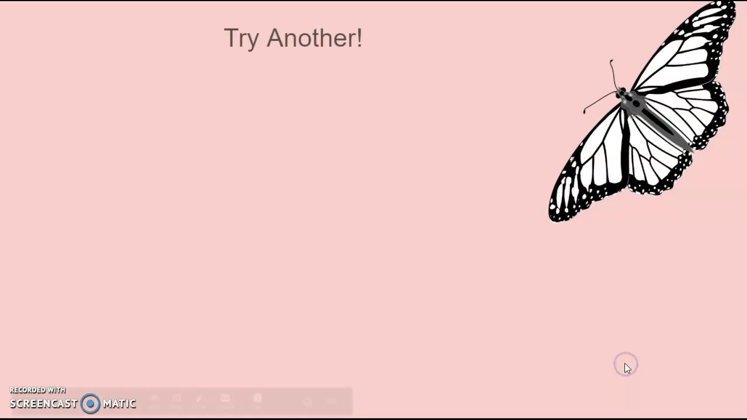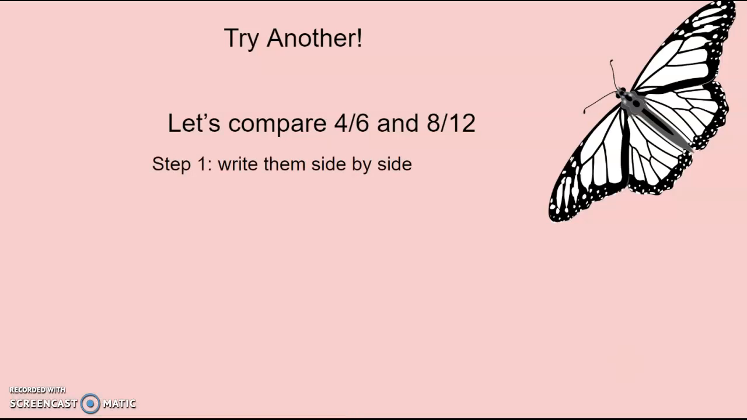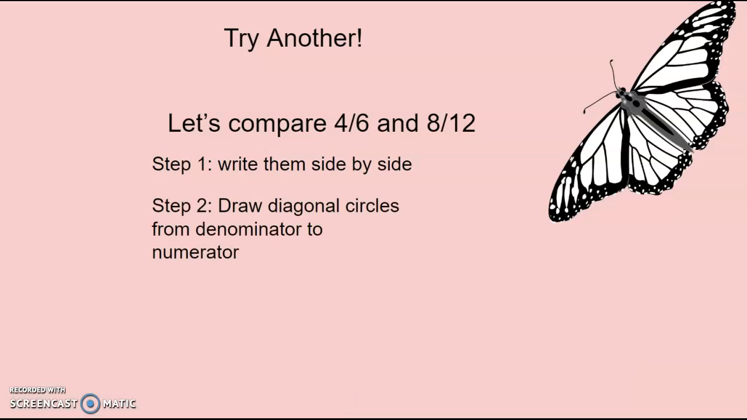All right, here it comes. Are you ready? Let's compare 4/6 and 8/12. First step, we're going to write them side by side. Second step, draw diagonal circles from denominator to numerator. So you're going to circle 6 and 8 and 12 and 4. Multiply what's in the circles. So 6 times 8 is 48, and 12 times 4 is 48.